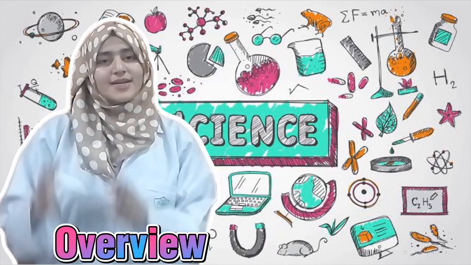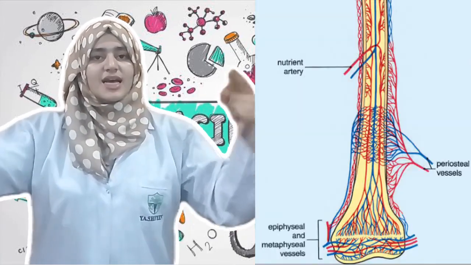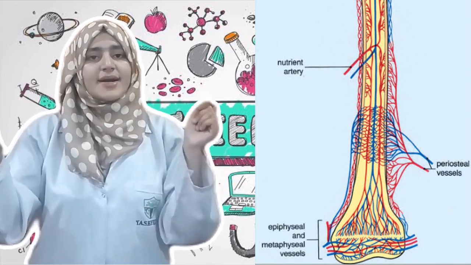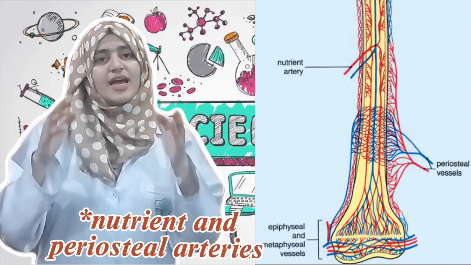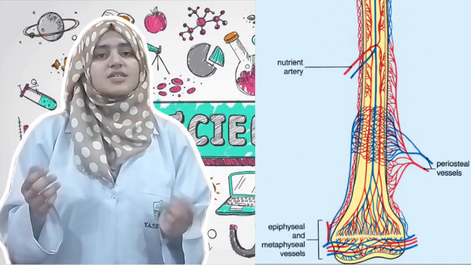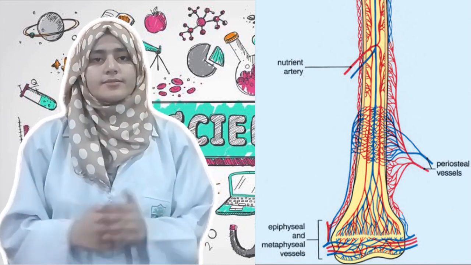I hope you will surely understand the blood supply of a typical long bone. Here is a complete comprehensive overview. A typical long bone receives blood from many arterial networks. The epiphysis receives blood from epiphyseal arteries, the metaphysis receives blood from metaphyseal arteries, the diaphysis receives blood from diaphyseal arteries, and the periosteum receives blood from periosteal arteries. Periosteal arteries also supply blood to some part of the diaphysis compact bone.